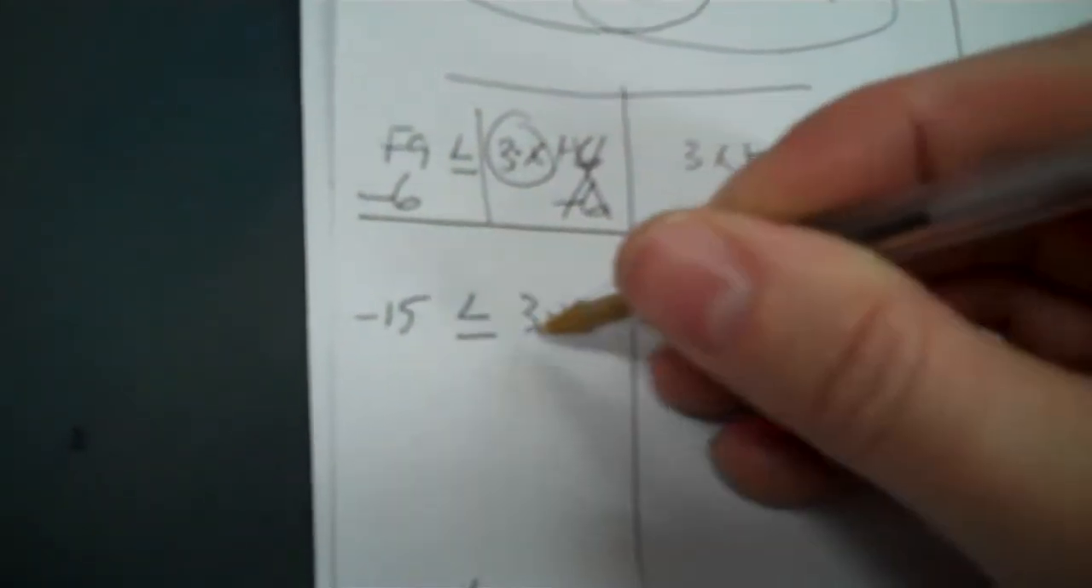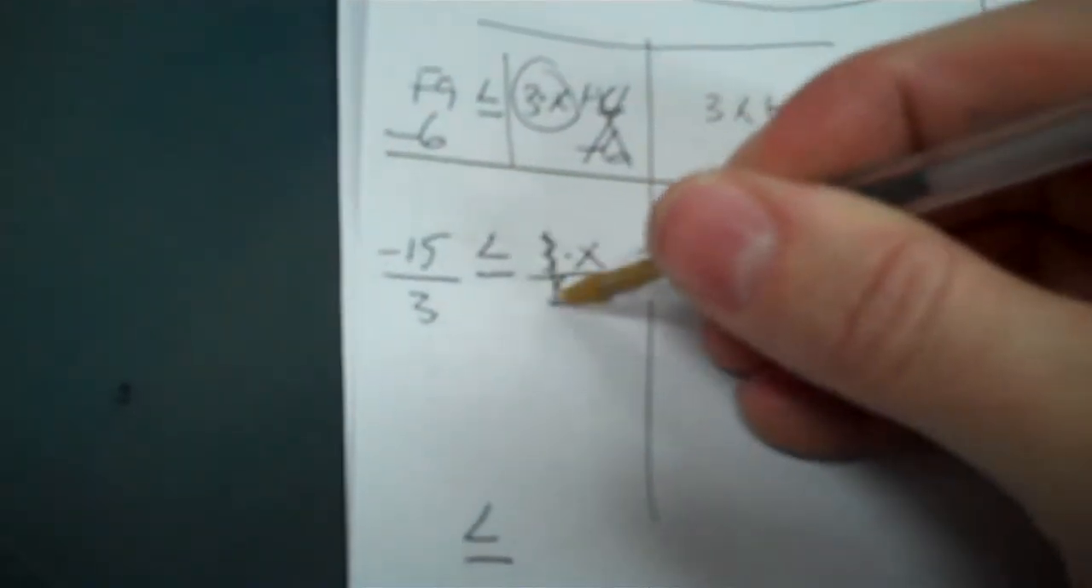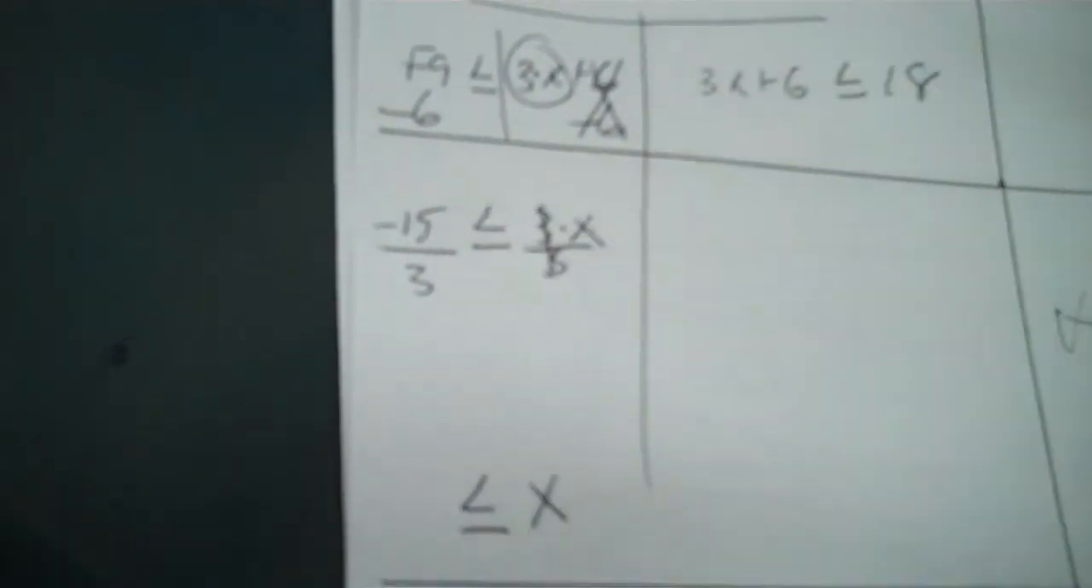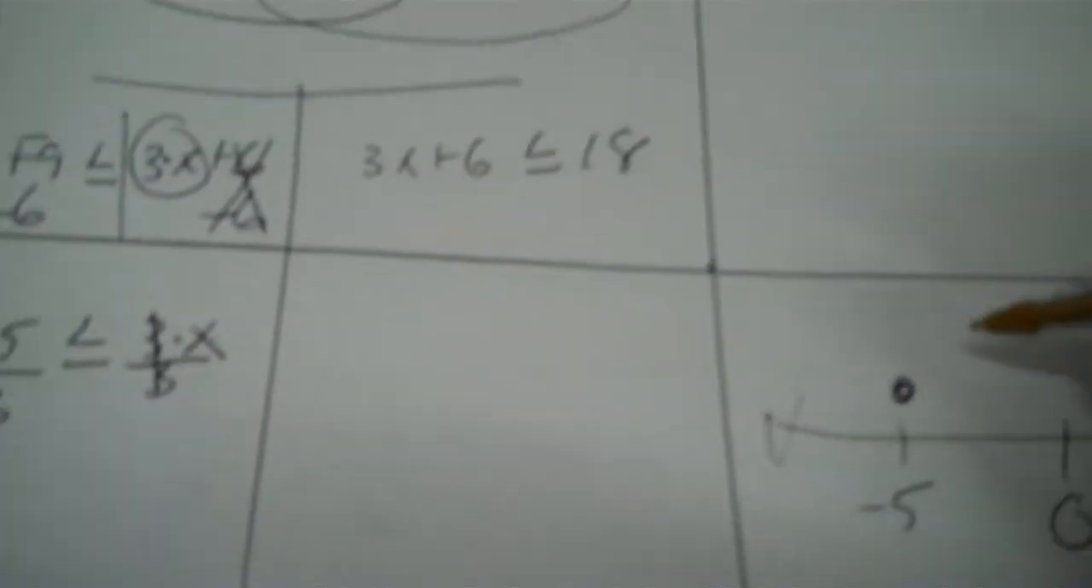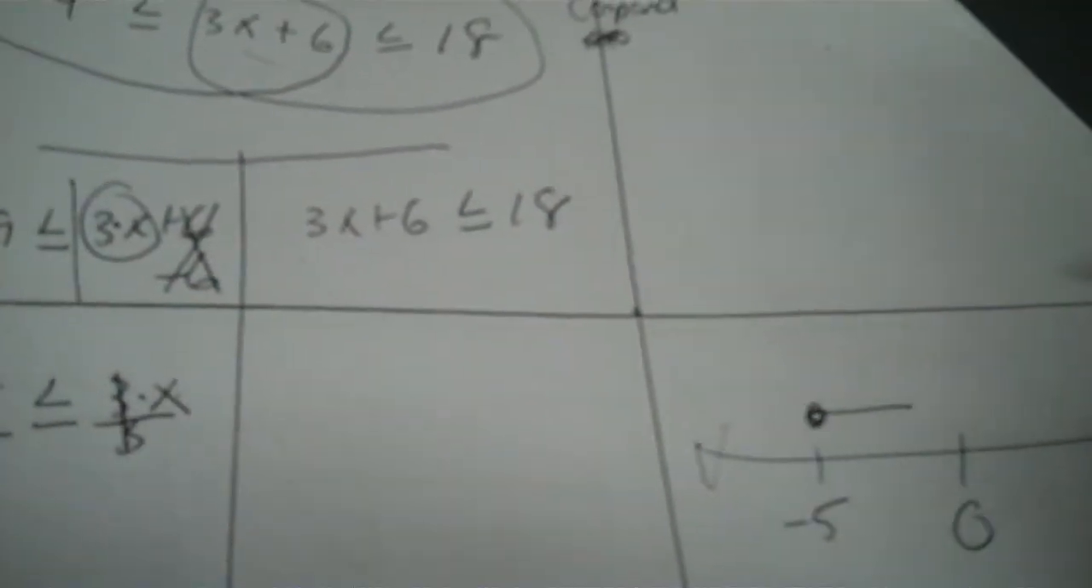3 times x. Now it is time to divide. We would want to divide by our 3. So line your x up, align it where it's at, and -15 divided by 3 is -5. Okay, so my critical number is -5. Circle, fill it. It eats the x, so we will be going this way, just a little ways though. You don't want it to overlap.